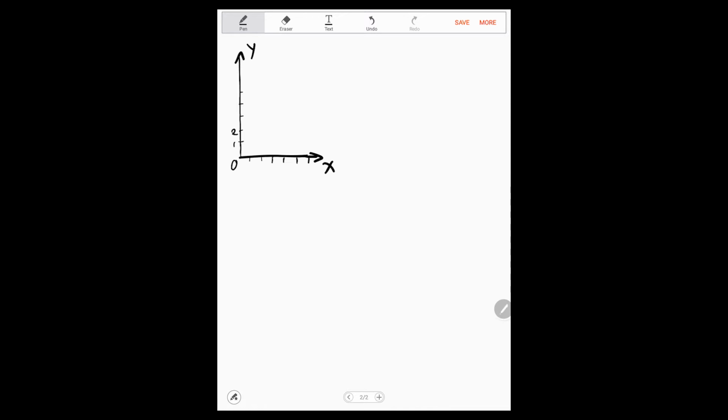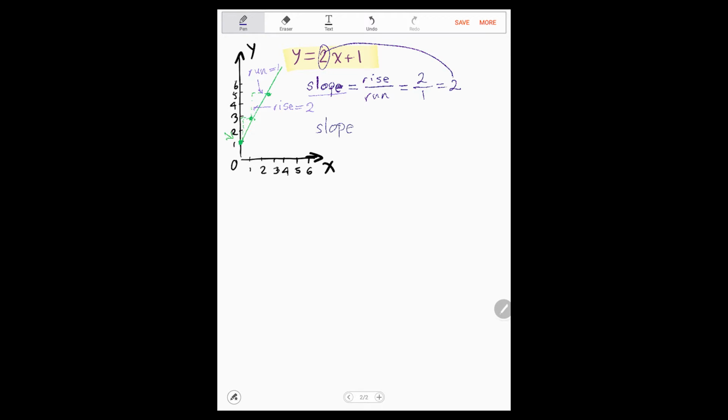Okay, to start off, we are going to graph this equation here, y equals 2x plus 1. All of you should know how to graph this. You look over to find the slope, which is 2 in this case, so you do rise over run: rise for 2 units, run for 1 unit, repeat, and connect the dots.